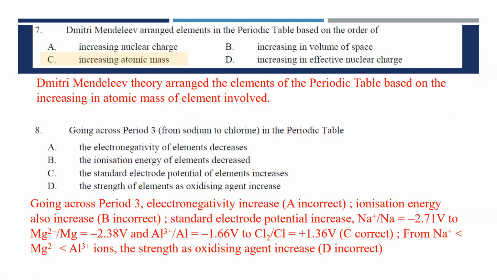C, the standard electrode potential of the element increases. So this is true. Why do we say it's true? Because sodium is negative 2.71, magnesium negative 2.38, aluminium negative 1.66, then chlorine positive 1.36. So the value has become increasingly positive here. So the answer here will be C.